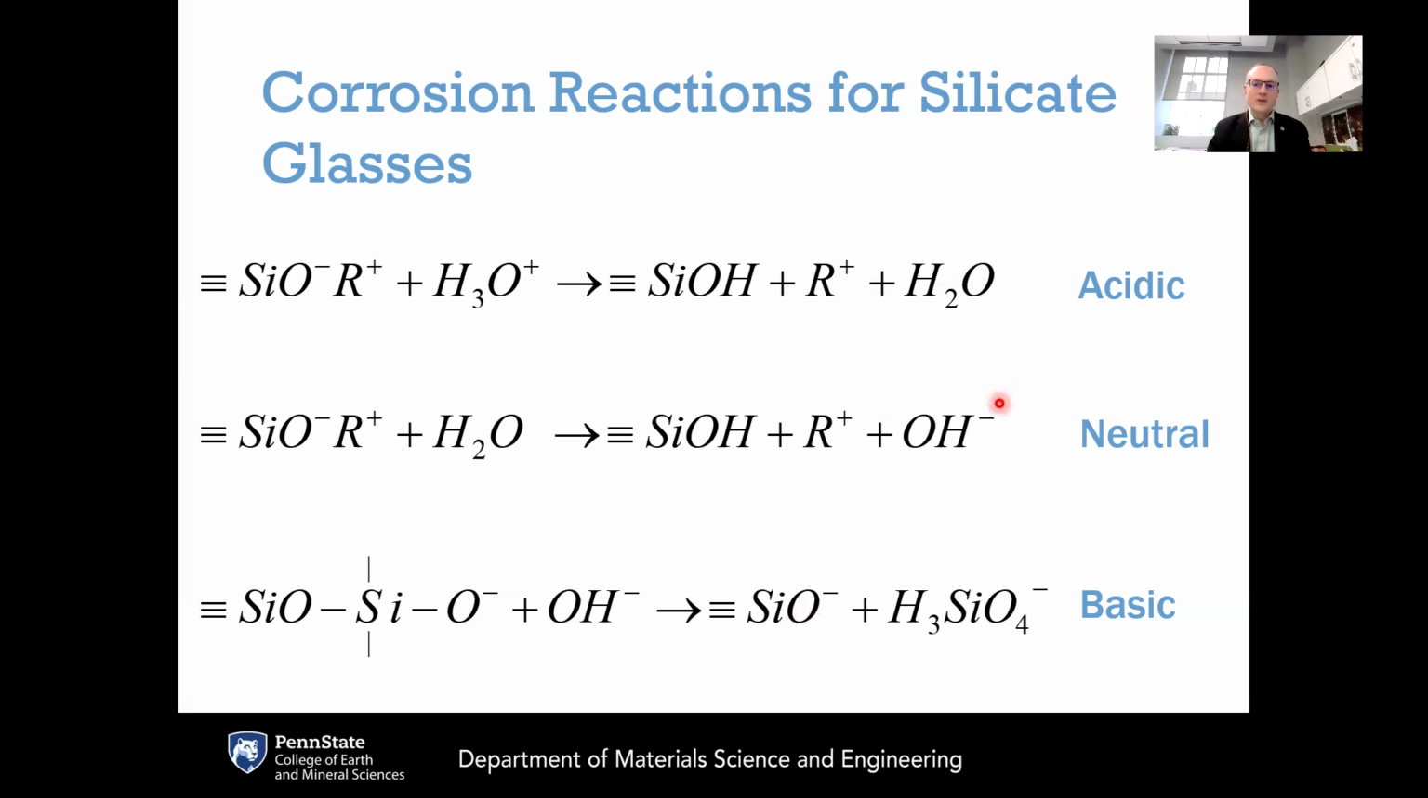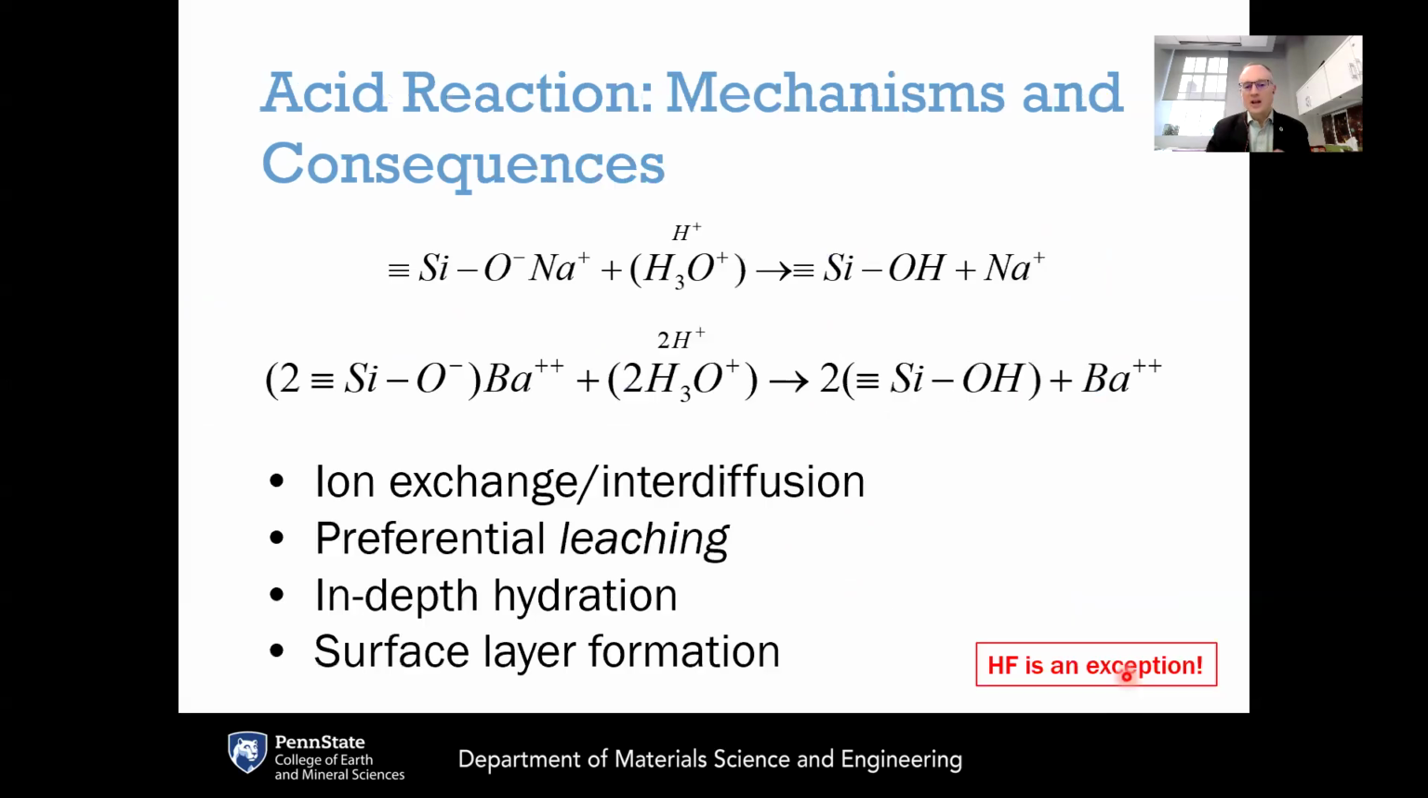So for silicate glasses, in acidic and neutral environments, the primary mechanism of attack is leaching, and in a basic environment, the primary mechanism of attack switches over to etching. This shows some of the details of the acid reaction mechanism here, showing an example with an alkali modifier here, sodium, and also with an alkaline earth modifier, barium. It is the same thing in both cases.